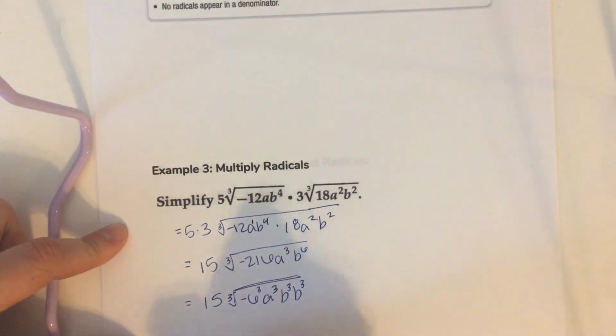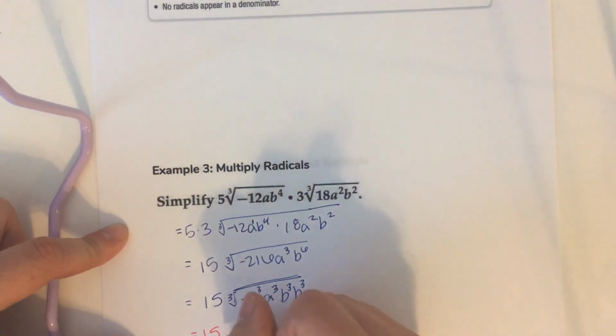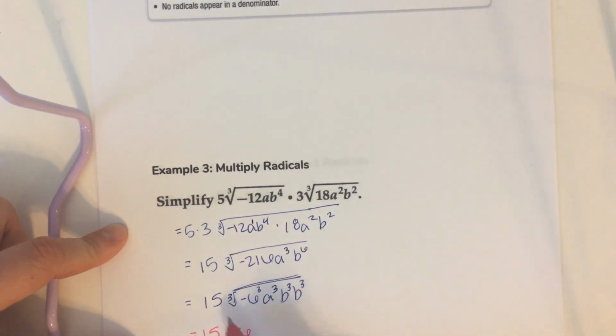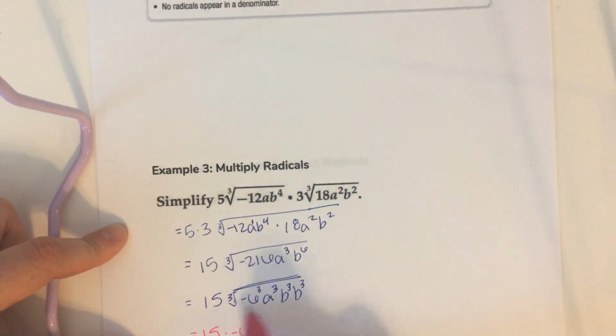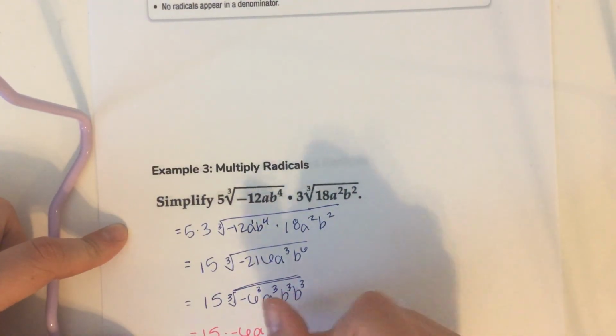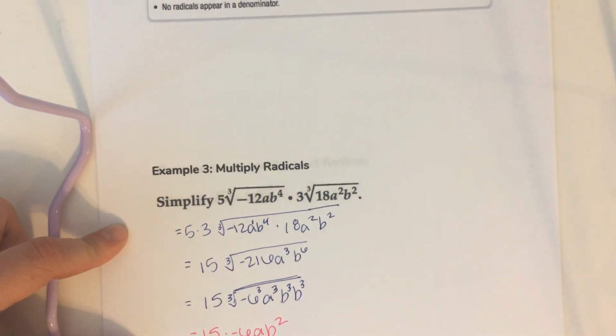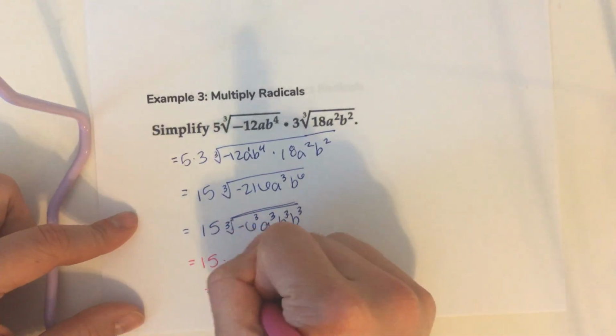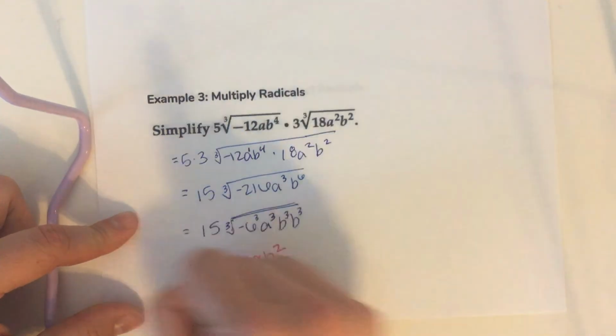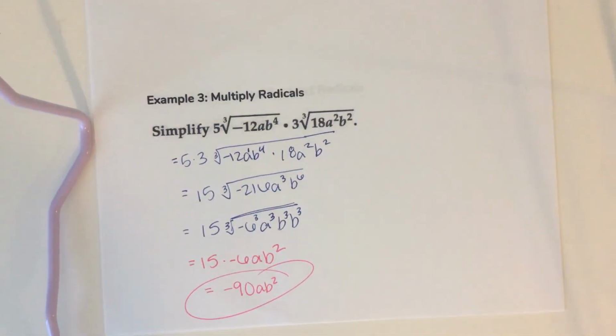So then cleaning this up a little bit, I have 15. The cubed root of negative 6 cubed is going to be negative 6. The cubed root of a cubed is a. The cubed root of b cubed is b, and I have 2 of those to get b squared. And last but not least, 15 times negative 6 is negative 90 a b squared. And that's an example of multiplying two radicals.